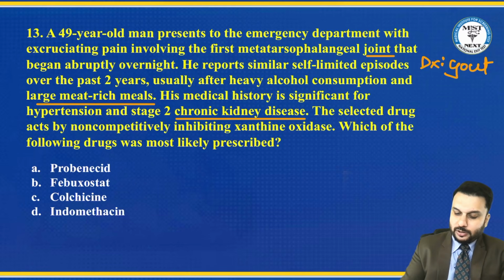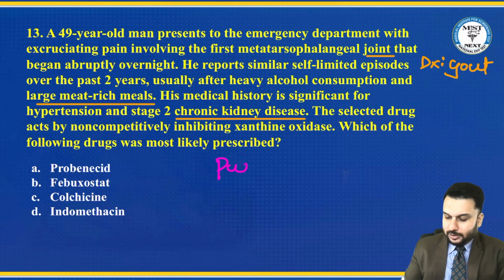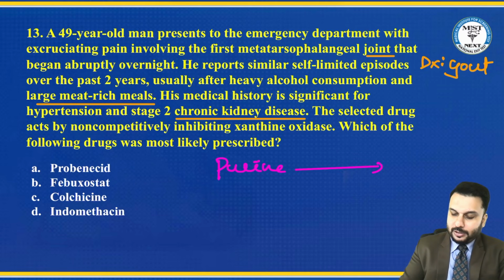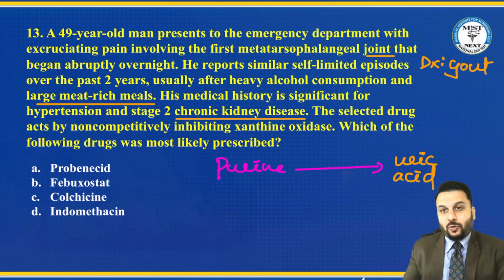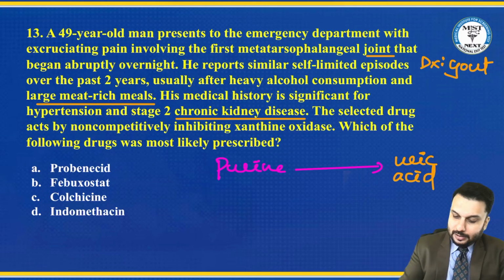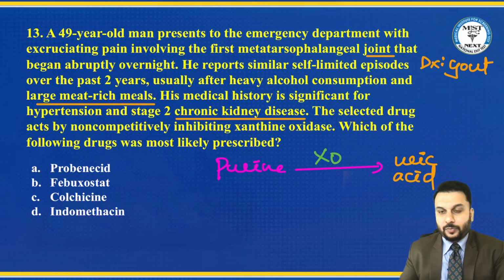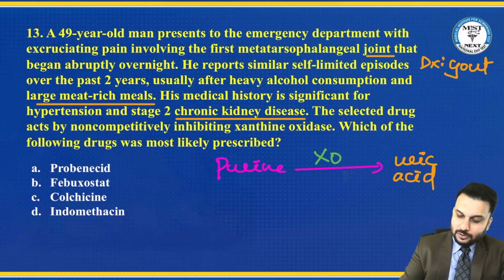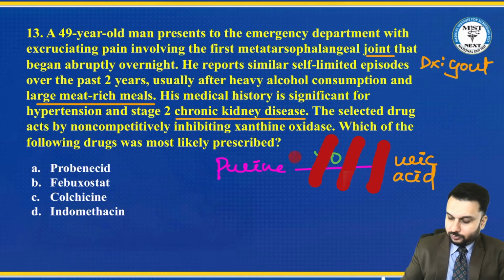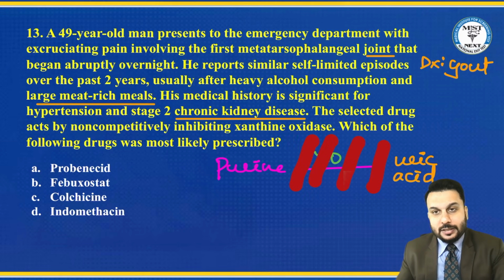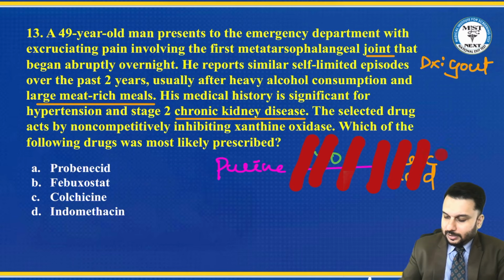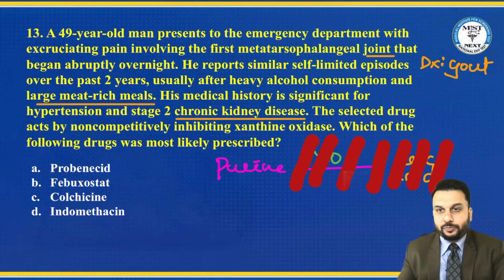What do xanthine oxidase enzymes do? There is something called purines. When purines break down, they break down into uric acid, and too much uric acid is called gout. The enzyme that is doing this is called xanthine oxidase. So when you give medicines called xanthine oxidase inhibitors, uric acid levels will also reduce.